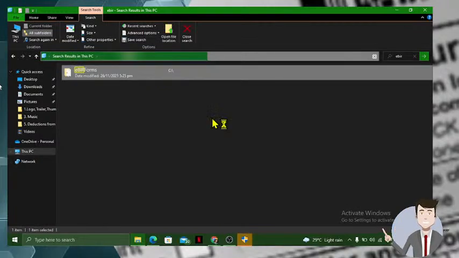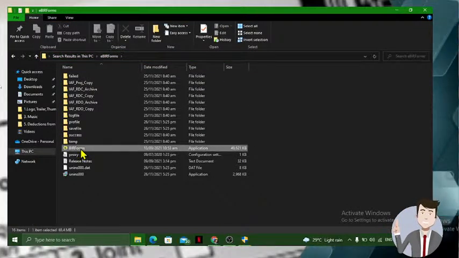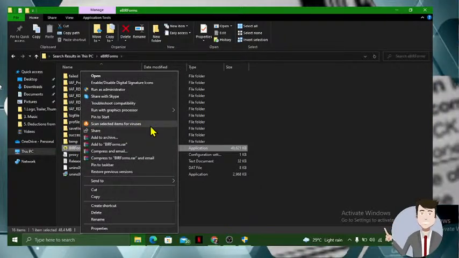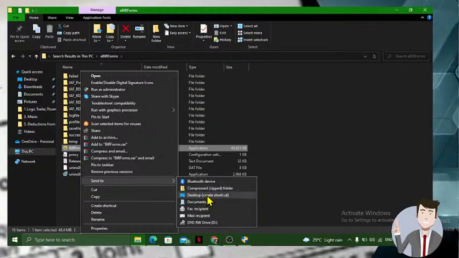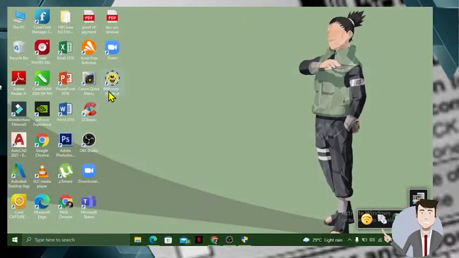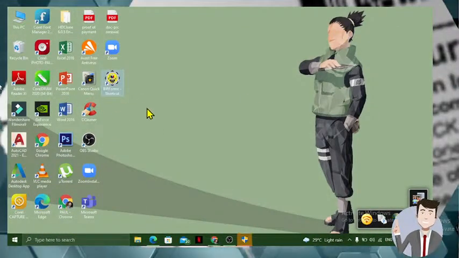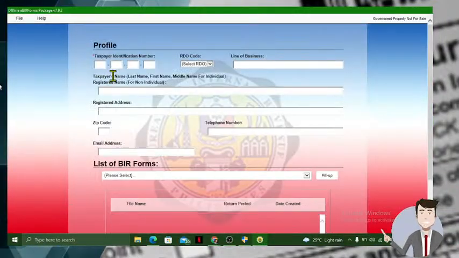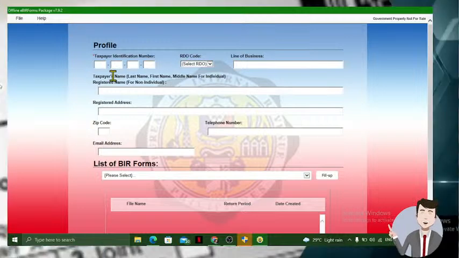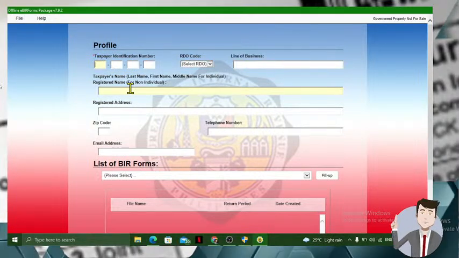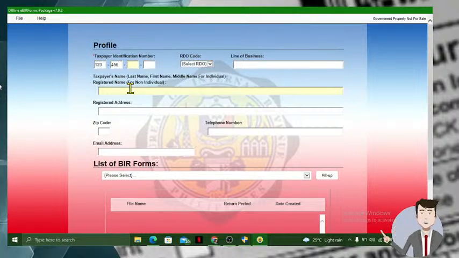Okay, so kindly create a desktop shortcut. Okay? So we can go over this one. Click the created BIR shortcut. Okay? So guys, take note, this is an offline system. So all you have to do is to set up. If you have a TIN as a taxpayer, kindly indicate or register your TIN.